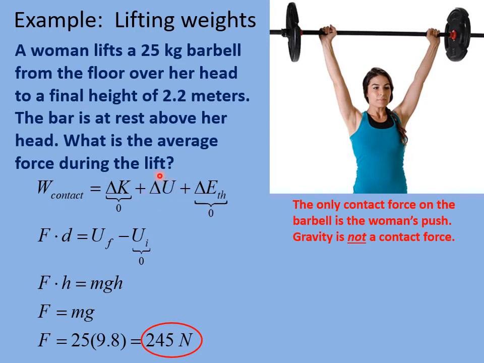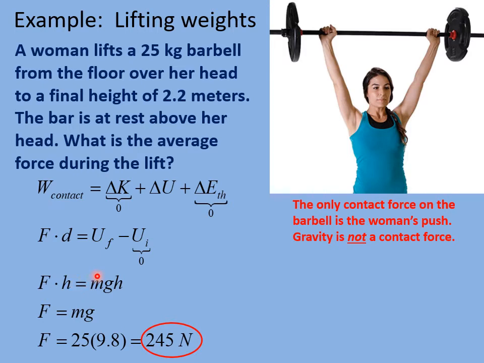So all we have is the change in potential energy. Obviously, this bar started on the floor and it ended up over her head. So the bar has gained gravitational potential energy. So the work done by her push is her force times the distance. And the change in potential energy is equal to the final potential energy minus the initial potential energy, which is 0, because remember, the bar started on the floor. It didn't have any gravitational potential energy. So what is the distance that she lifts the bar? Well, it's the height that she lifted it, right? Which was 2.2 meters. We'll put in our numbers later.